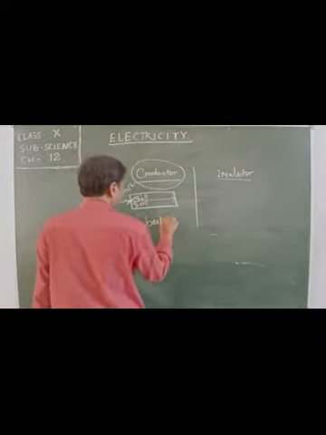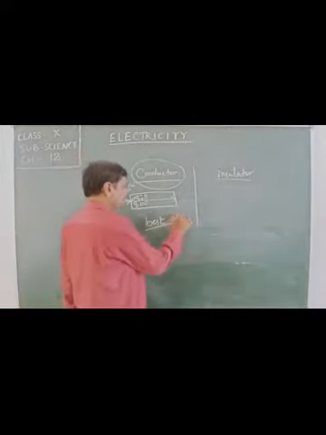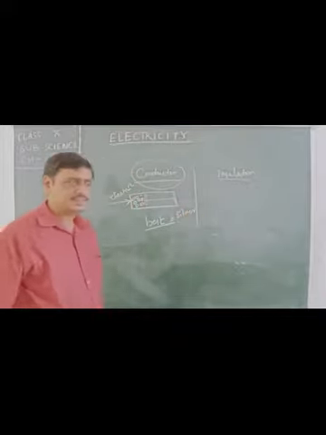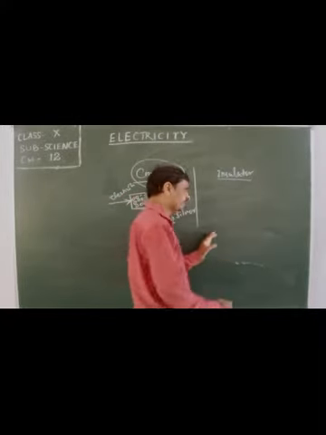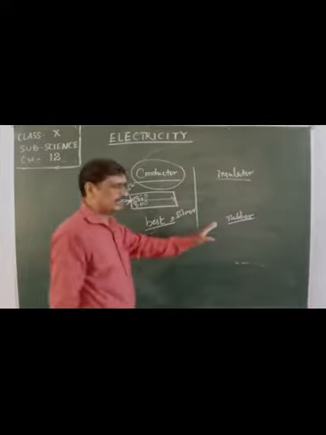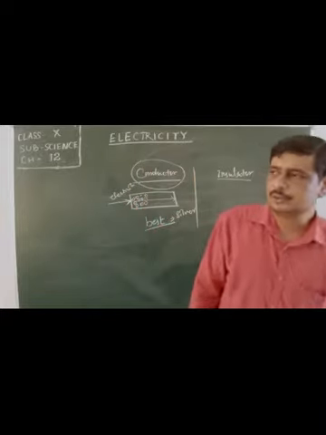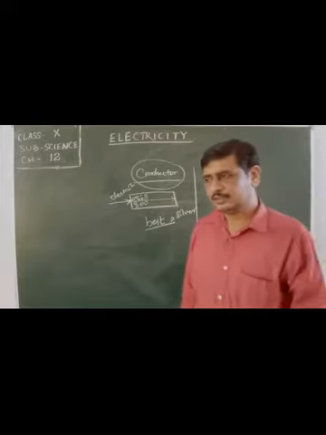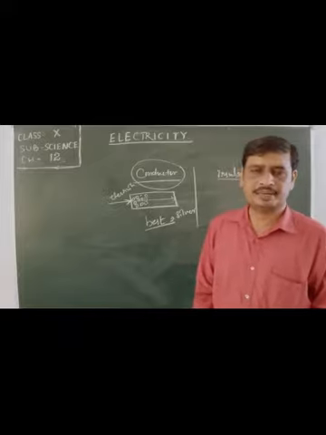The best conductor of electricity is considered to be silver. Silver is considered the best conductor of electricity, and the best insulator is rubber. But we can't find any material which is an absolute insulator. Nothing is there through which we can say electricity will never pass.